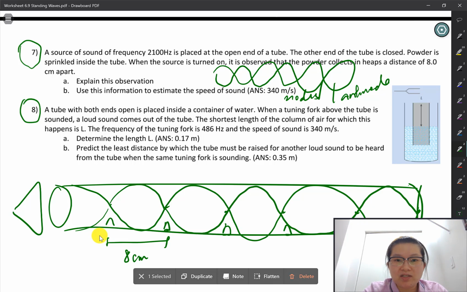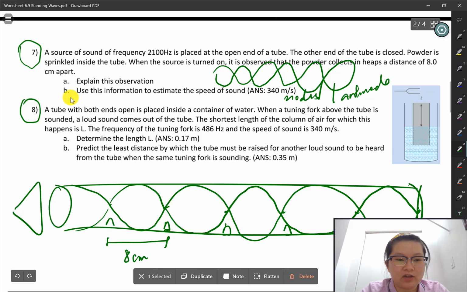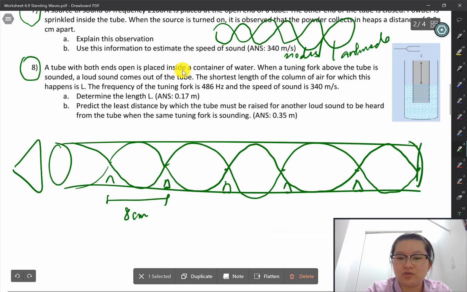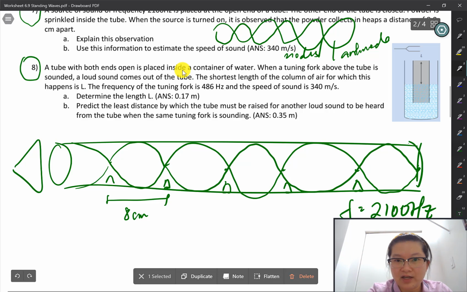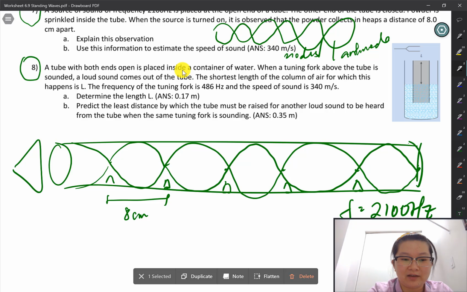This is going to be important for us to solve the next part of the question, which is: use this information to estimate the speed of sound. First of all, we do know a few things. We know that the frequency given to us is 2100 hertz. We also know the distance between two nodes. And two nodes, in terms of relation with the wavelength, from node to node is exactly 1/2 of a wavelength.